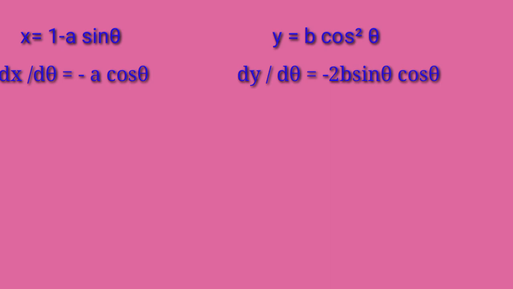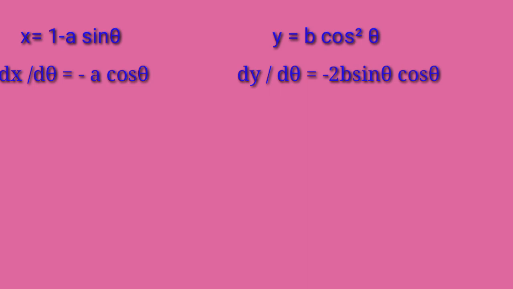Then we have to find dy by d theta. In dy by d theta, a and b are constants, so b is constant there. Then the derivative of cos square theta is minus 2 sin theta cos theta, since the derivative of cos theta is minus sin theta. So dy by d theta is equal to minus 2b sin theta cos theta, where b is constant.